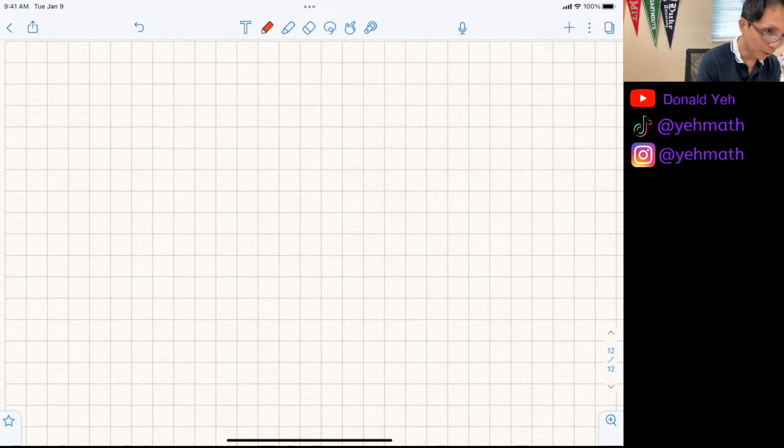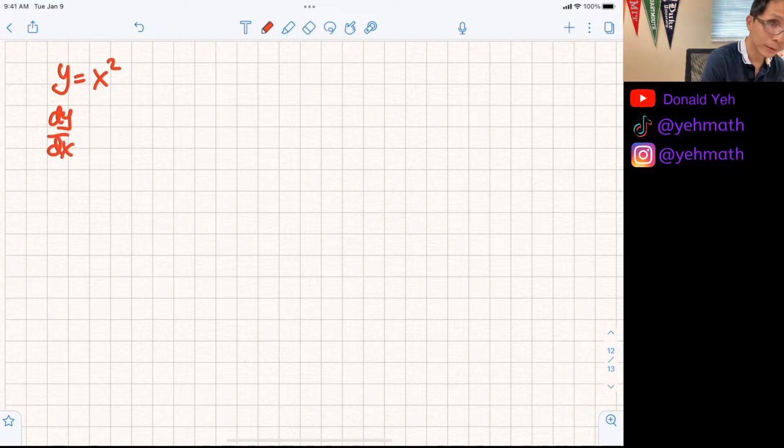For example, if you have y equal to x squared, I can take a derivative of this. dy dx is what? dy dx is 2x, right? We'll talk about it a little bit more deeply than that. And some people ask, well, what does dy dx mean?